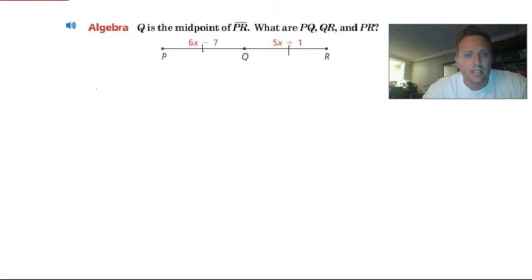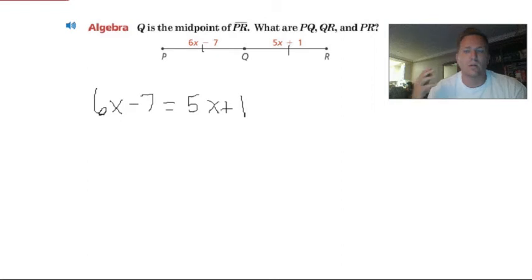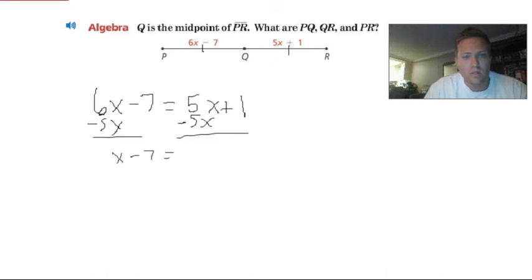I'm going to take this 6x minus 7, and whatever number that is, once we find that out, that should equal the same length as this one, which is 5x plus 1. So again, we have to use our pictures in order to set up equations. Now I'm going to solve this equation. Let's get all the x's on one side. Subtract 5x from both sides. This is going to give me x minus 7 equals 1. Then I'm going to add 7 to both sides. That was a terrible 7. And we're going to get x equals 8.